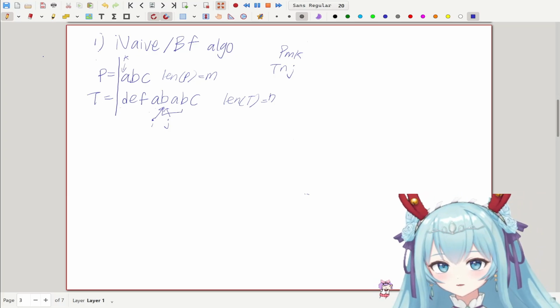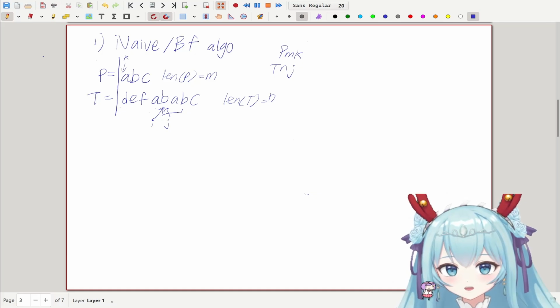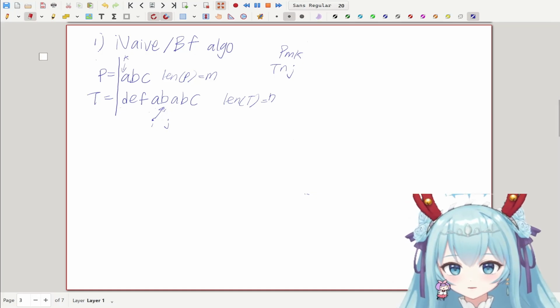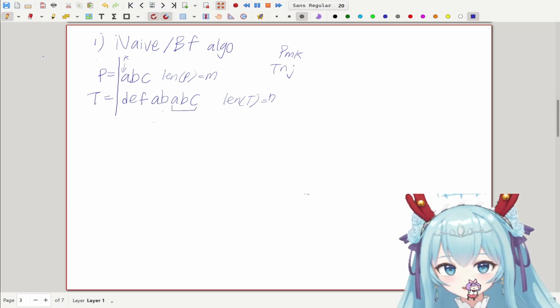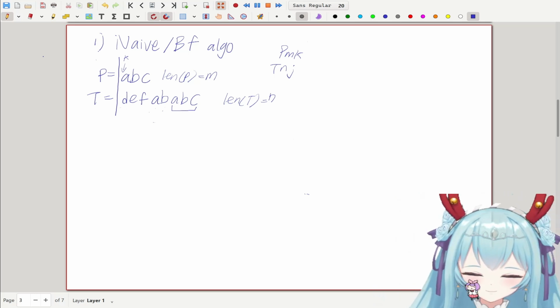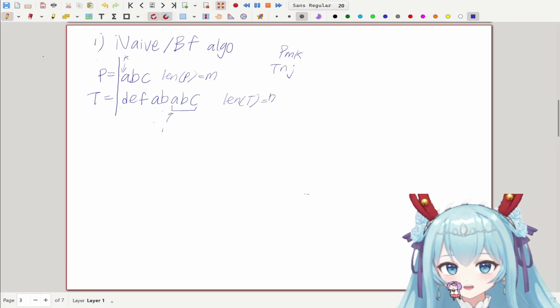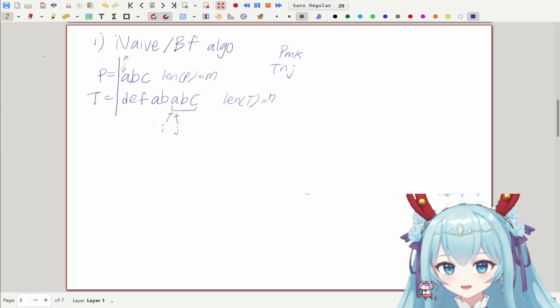Okay, so now we just compare the characters pointed to by k and j. So A and B is a mismatch, which is why we shift the window again. So shift the window in this case means we increase i by 1. And this is the last window. And in this case, i is here and j is here.